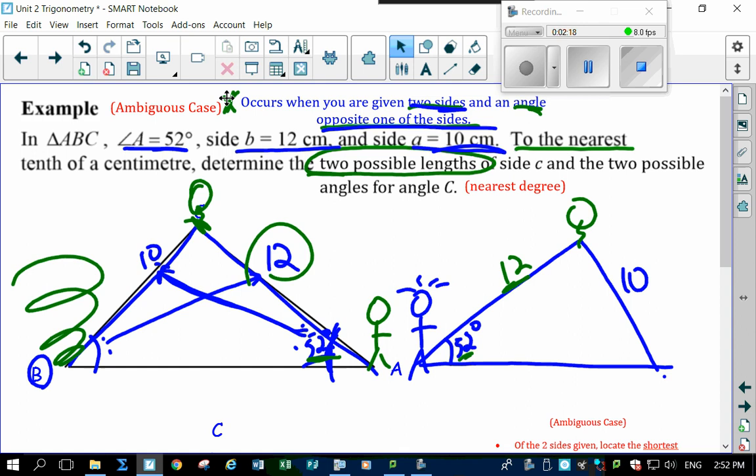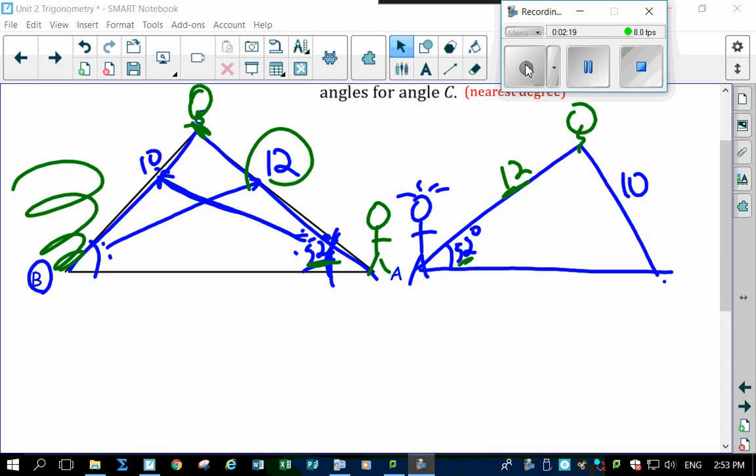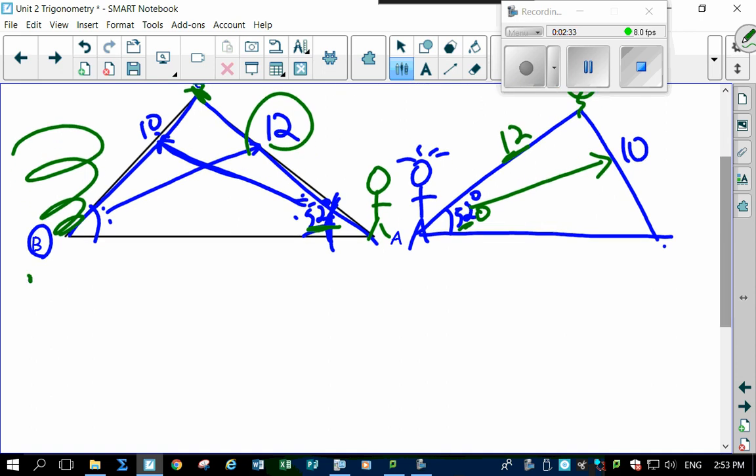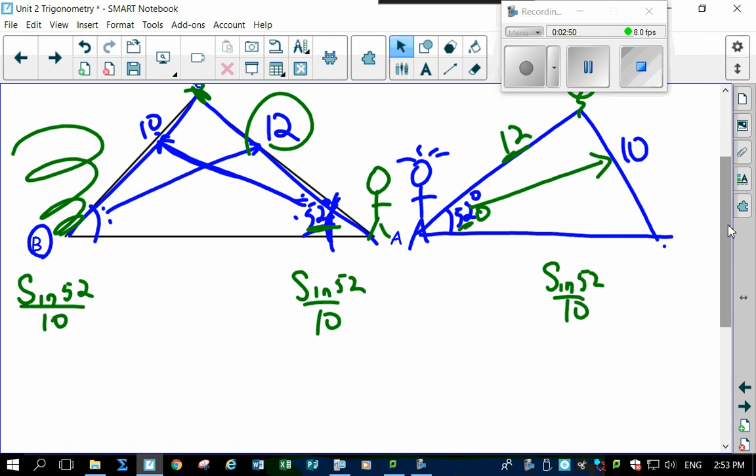So let me show you a trick now. The trick is you're going to use this ratio, not once, not twice, but 3 times. So write it out 3 times. You ready? Sine of 52 over 10 once, sine of 52 over 10 twice, and sine of 52 over 10 3 times. You're going to use it 3 times.